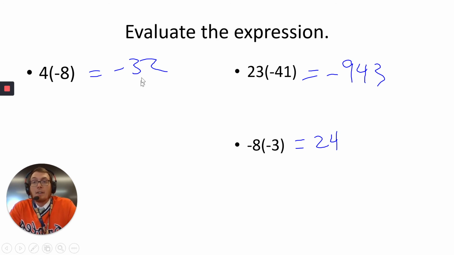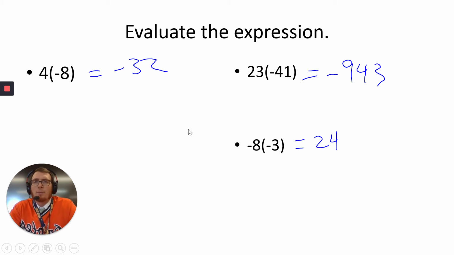Next, 4 times negative 8, so negative times a positive should be a negative answer. This one here, I would challenge you to make sure that you find the answer of 943. Multiply those two-digit numbers. Notice you don't need to care about the negative until the last moment. And then negative 8 times negative 3 is 24.